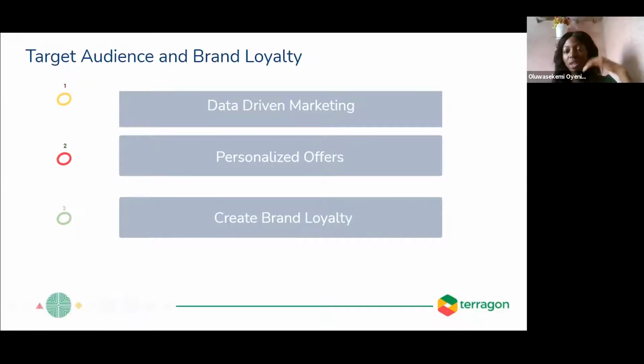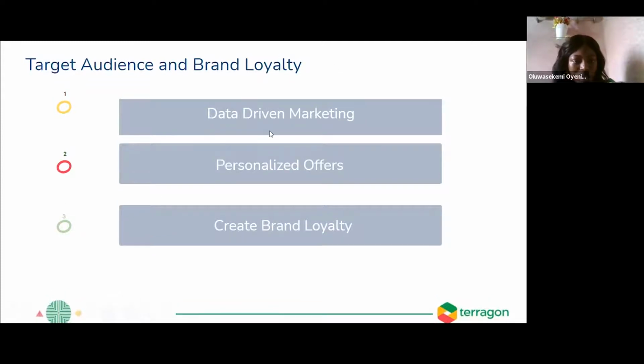Now, there's something we do at Terragon, and I'm going to speak about it later on in the presentation, but it's data-driven marketing. And it's as a result of the data that you have. I'm going to ask a question here. How many of us have a place where we keep all our customer phone numbers or email, contact address, and whatnot? I'd like to see your response in the chat section, please. Where do you keep your customers' data? Do you even collect data? I want to see what your response is in the chat section, please.